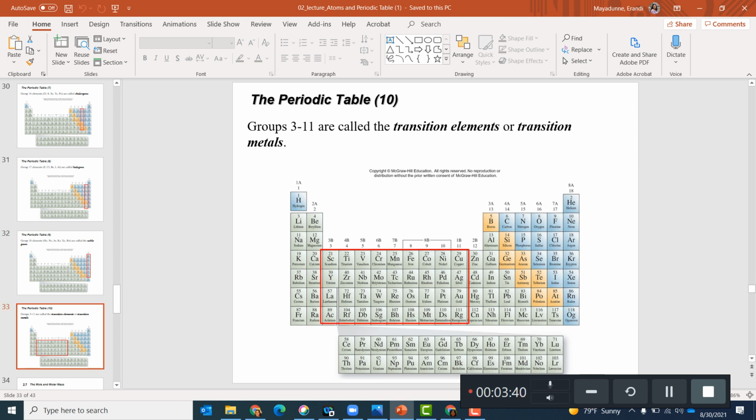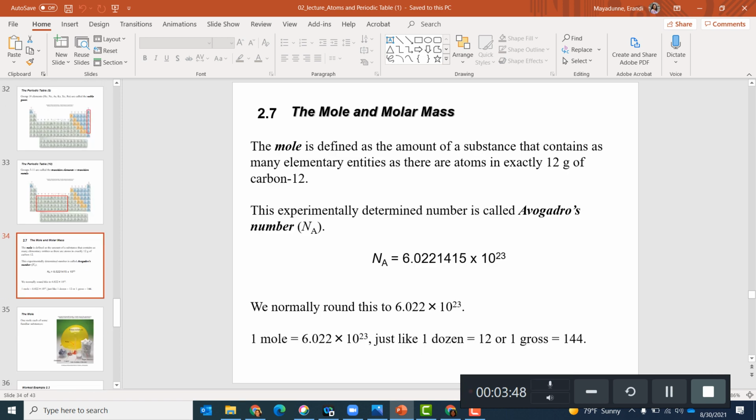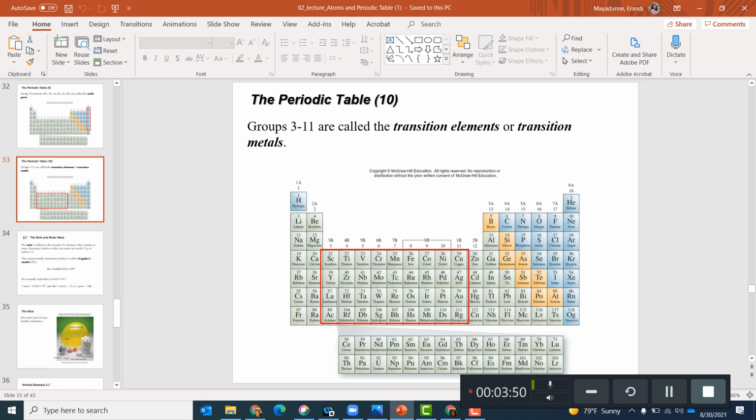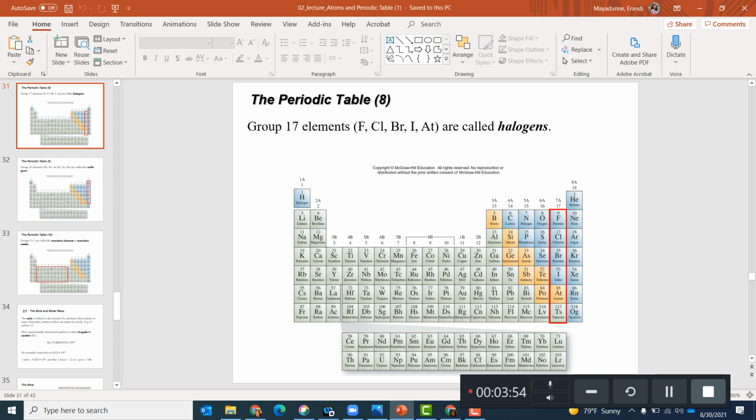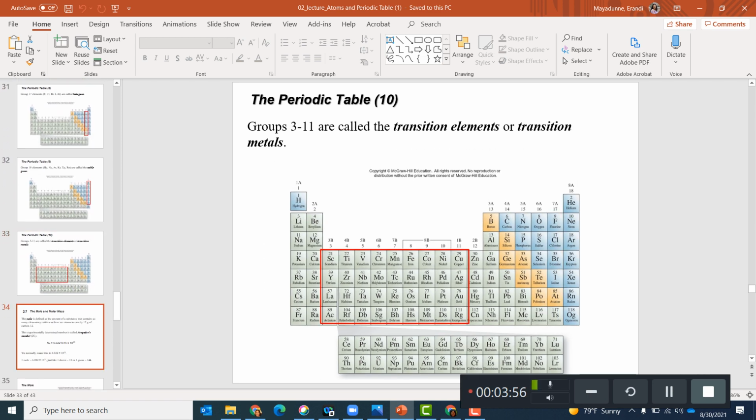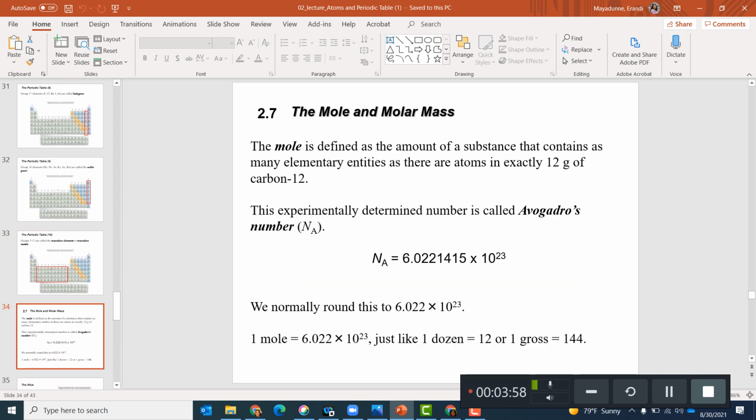And then inside, we call them transition elements, because I told you these two groups are the main groups. There are so many other things, but that's what I'm mainly focusing on here in the periodic table. And I'm going to my next topic, which is moles and molar mass.